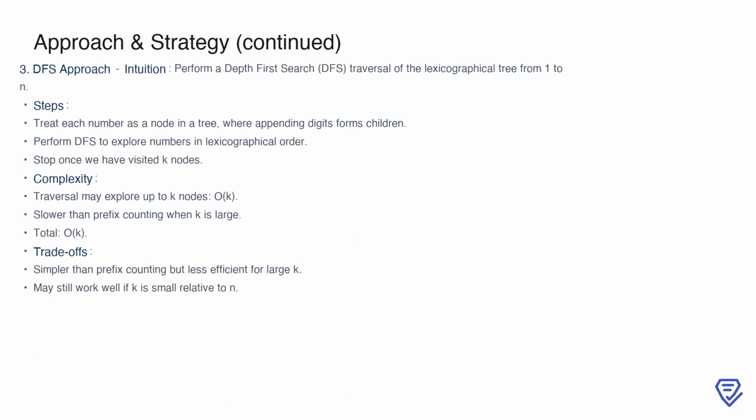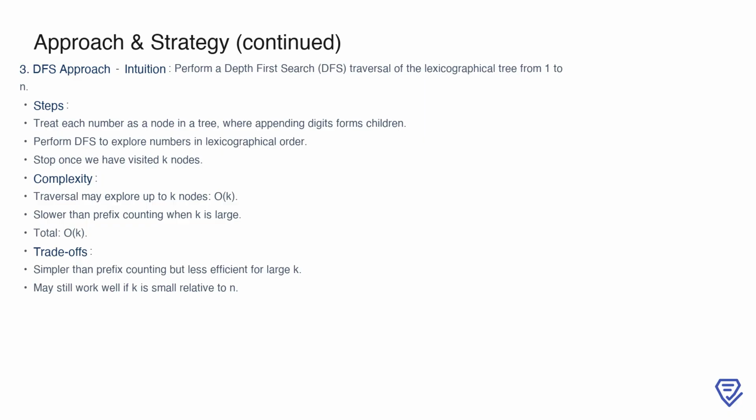Another approach worth considering is a depth-first search, or DFS, traversal of the lexicographical tree formed by the numbers from 1 to n. In this approach, each number is treated as a node in the tree, and appending digits to the number forms its child nodes. The traversal is performed in lexicographical order, visiting one node at a time, until we have visited k nodes in total. This method naturally follows the lexicographical order without the need for sorting, and it can be more intuitive to implement than prefix counting. However, its time complexity depends on the value of k, as we may need to explore up to k nodes, resulting in a complexity of O(k).